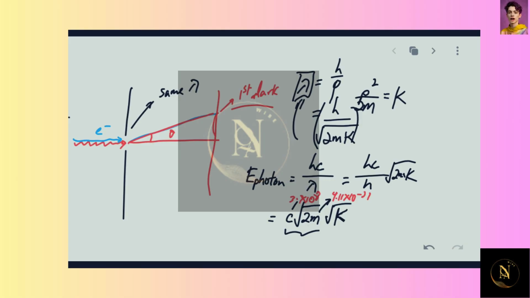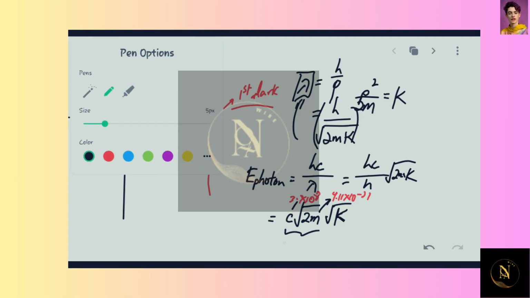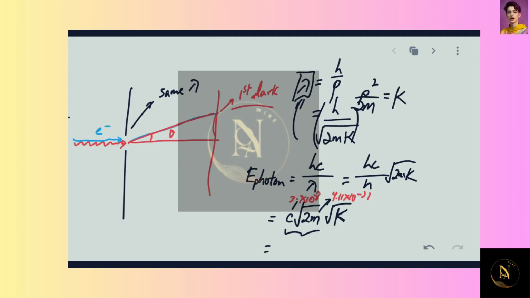So we can actually evaluate the factor over here. This is actually just 4.05 times 10 to the power of minus 7, and the units are joules to the power of half, because the kinetic energy will give another joules to the power of half since it's a square root. So this is just the expression for the energy of the photon in terms of the kinetic energy of the electron.